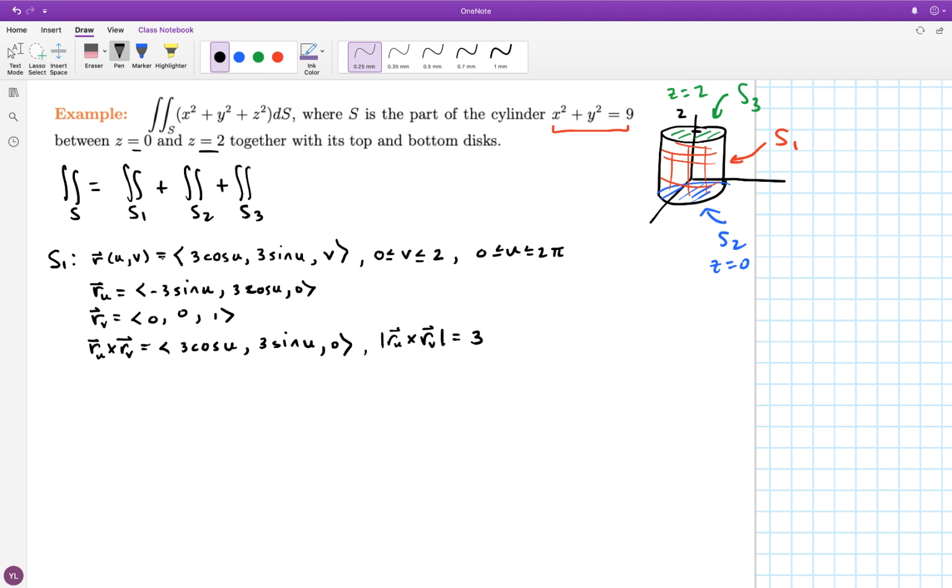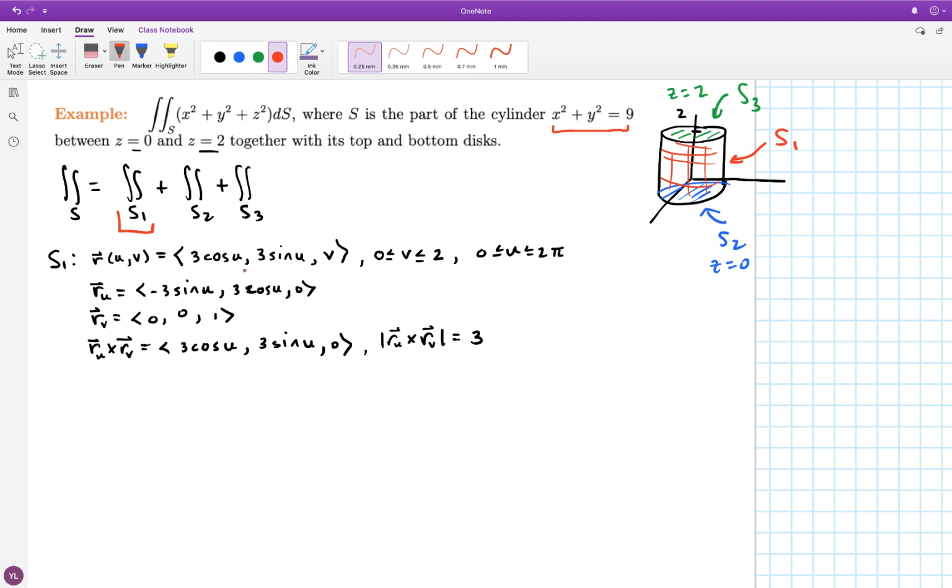Okay, so I parameterized the cylinder in a natural way, and then I computed r_u cross r_v, and the magnitude was 3. So this is going to be part of the differential form for surface area that goes into my surface integral, at least the first part of it. All right, so now I think I'm ready to go ahead and set up this part of the integral.